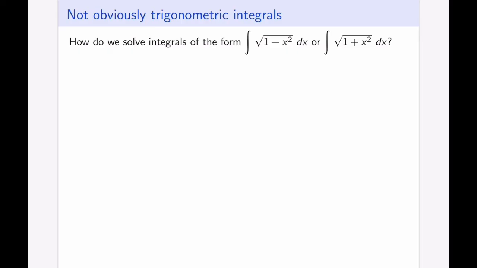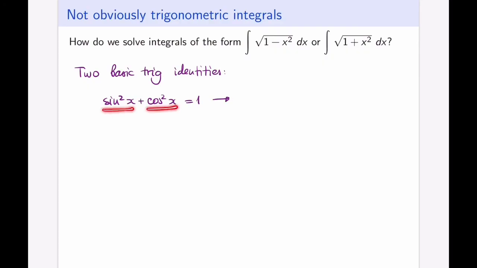One thing to remember here, though, is that 1 minus something squared is an identity we've already seen earlier today. In fact, let's recall not one, but two basic trigonometric identities. They come from the same idea, but can be written differently. I have that sine squared x plus cosine squared x is equal to 1, which can then be solved for either sine squared or cosine squared. Let's say here I can solve for cosine squared, and I will get 1 minus sine squared x.